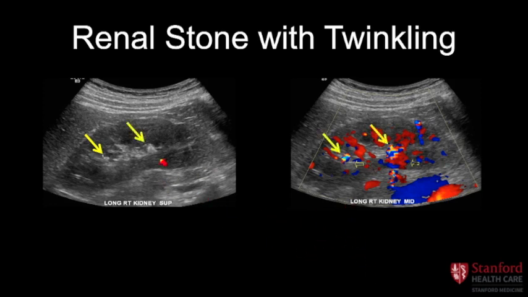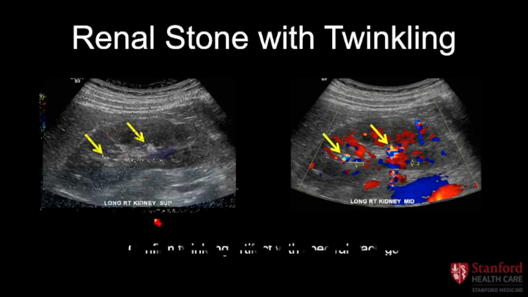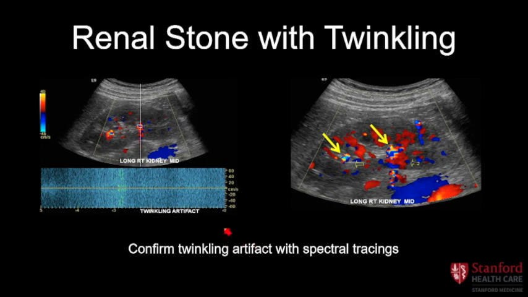The second area of twinkling corresponds to this other echogenic focus that maybe I didn't see as well originally. And then we can confirm that that is twinkling artifact and not aliasing by using spectral tracings over it, and we see this broad-banded spectrum.